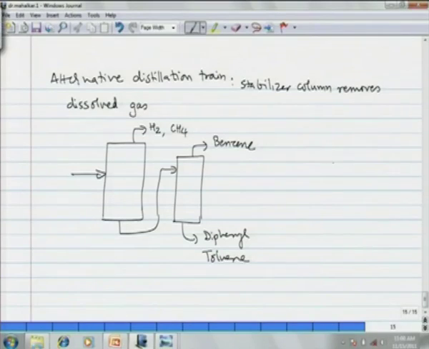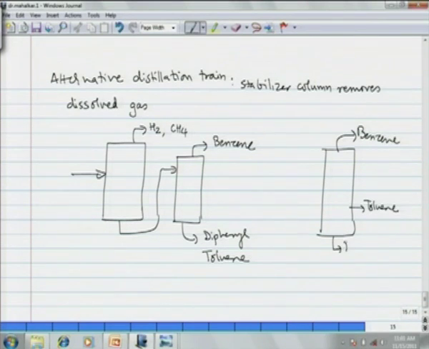It is possible to take off toluene as a side stream. So, the second column can be modified with benzene as a distillate product, toluene as a side stream from one of the plates near the bottom, and diphenyl as a bottom product.